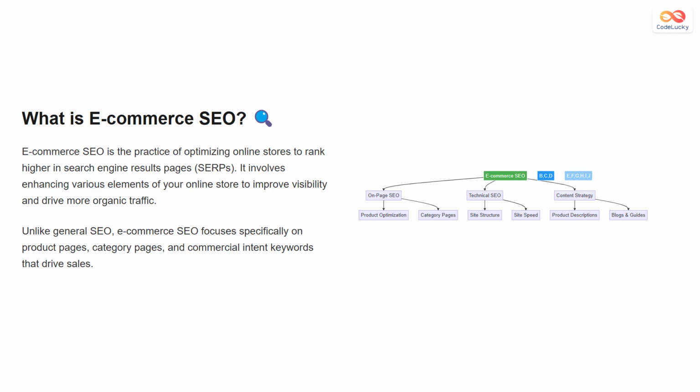Unlike general SEO, e-commerce SEO focuses specifically on product pages, category pages, and commercial intent keywords that drive sales. E-commerce SEO includes three components: on-page SEO, which includes product optimization and category pages; technical SEO, which includes site structure and site speed; and content strategy, which includes product descriptions, blogs, and guides.